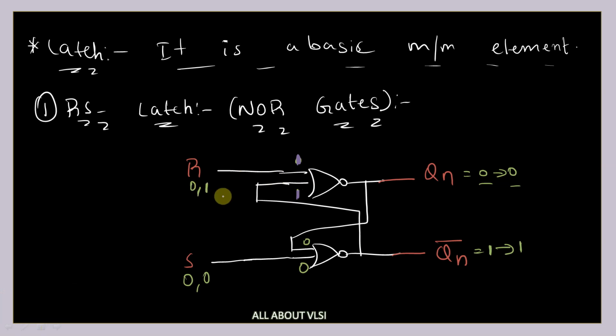So since R is equal to 1, that is 1 plus 1, that is nothing but Qn is equal to 0. So this 0 will be transferred over this particular gate. So it is 0. Now this 0 and we have S is equal to 0. So Qn bar is still 1. So if R is equal to 1 and S is equal to 0, still we are getting Qn is equal to 0 and Qn bar as 1.